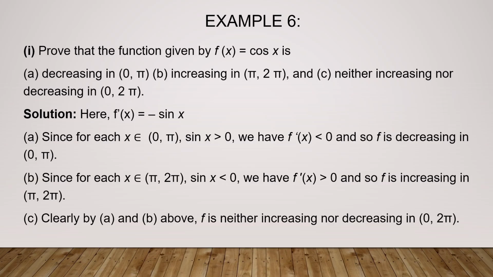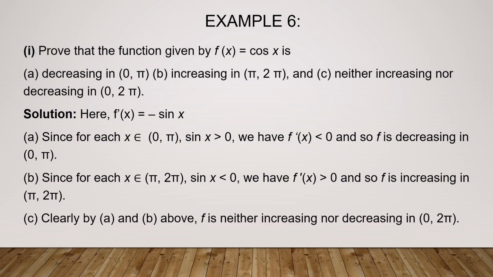Now first case is 0 to pi. Now for each x belongs to 0 to pi, sin x is greater than 0. Remember our rule, All STC, ASTC, correct? This is the rule. In first quadrant, all are positive. Second quadrant, sine is positive. T means in the third quadrant, tan is positive. In the fourth quadrant, cos is positive.